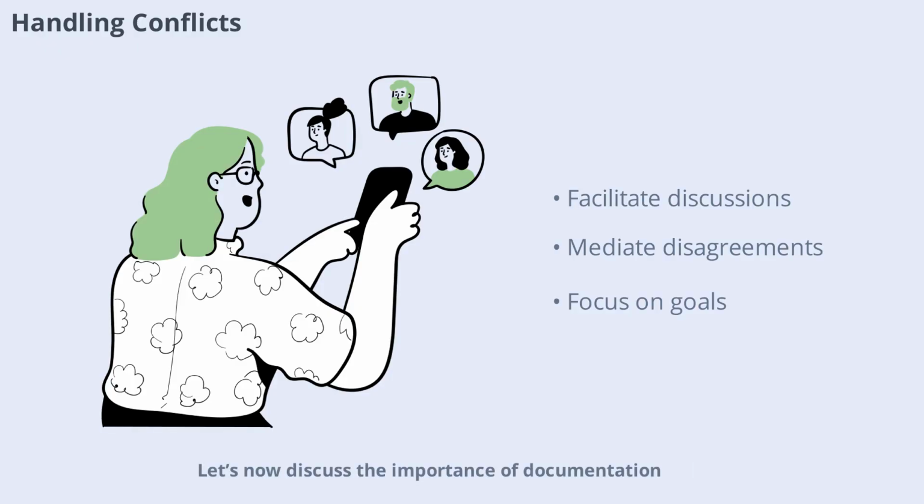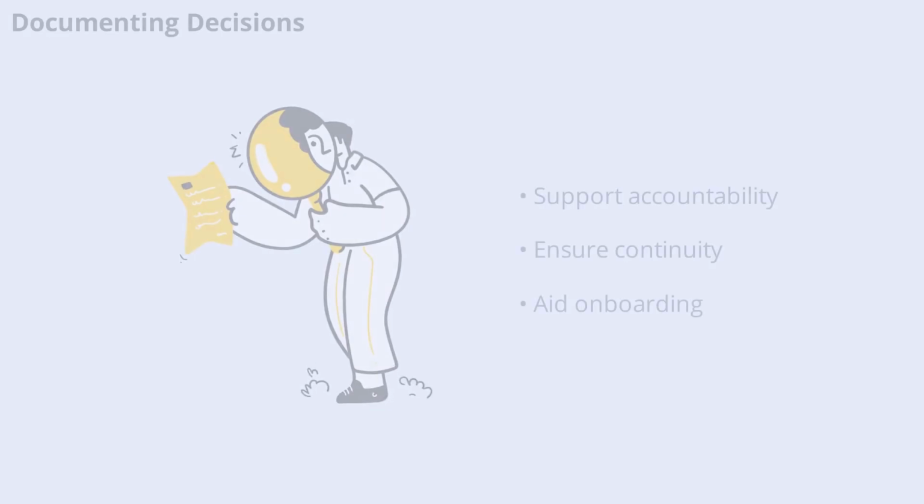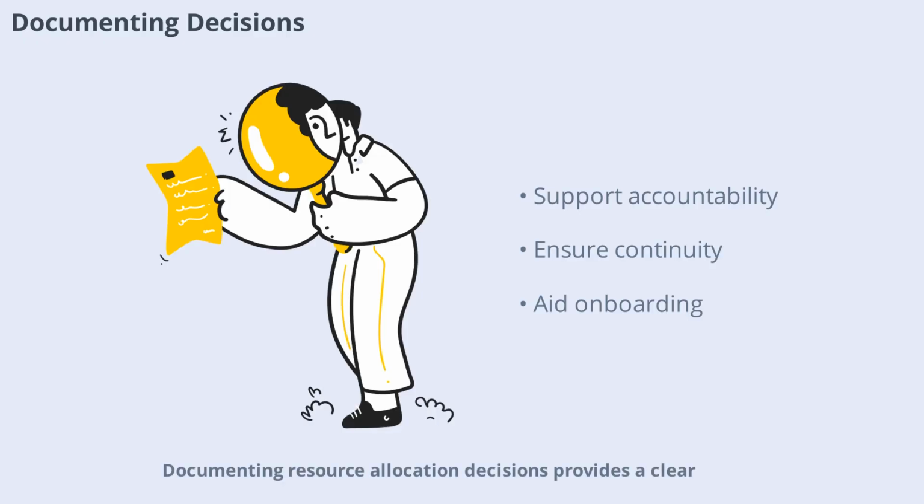Let's now discuss the importance of documentation. Documenting resource allocation decisions provides a clear record of how and why resources were distributed. This transparency supports accountability and makes it easier to review and adjust allocations as needed. Good documentation also helps onboard new team members and ensures continuity during leadership transitions.